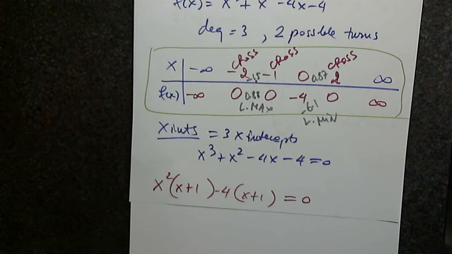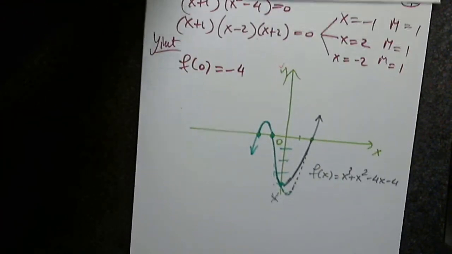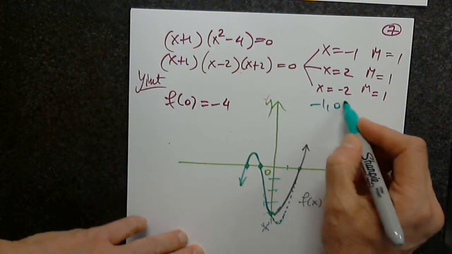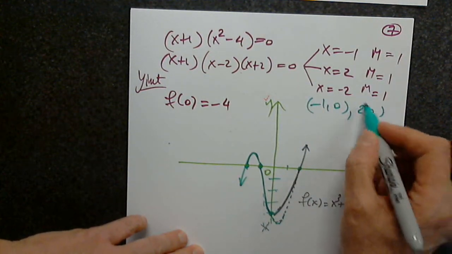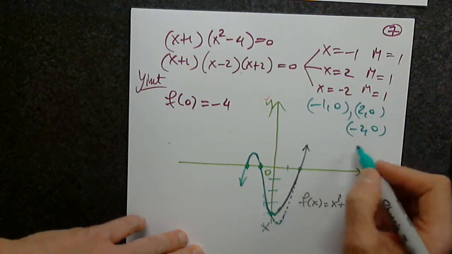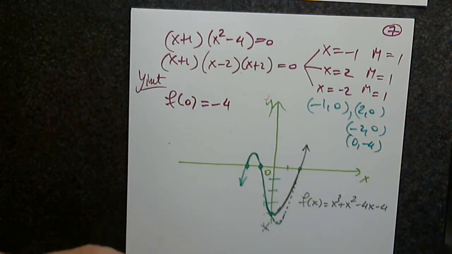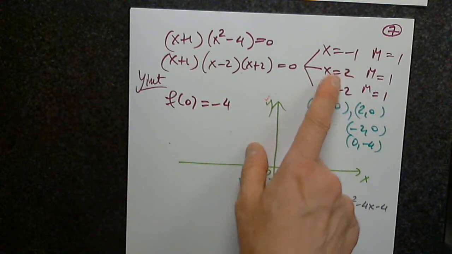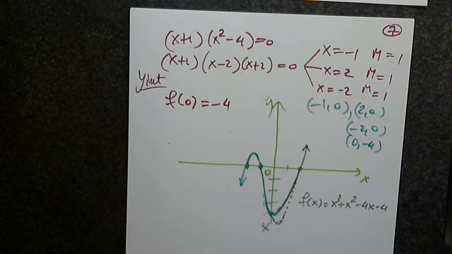But maybe if you write them on the side, like -2, 0, -1, 0, 2, 0, -2, 0. And 0, -4 was the y-intercept. Yes, of course. 0, -4; -1, 0; 2, 0; and -2, 0. That's not a problem.